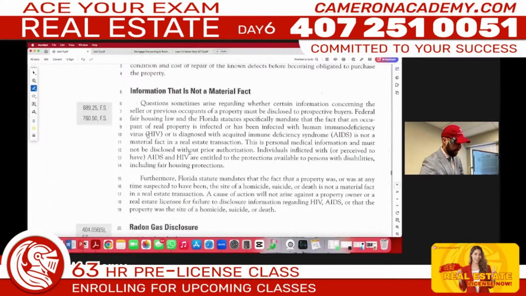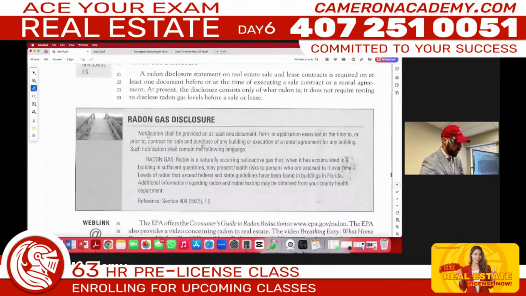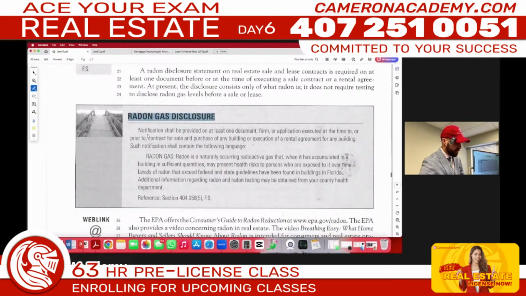Okay. Let's move on. Radon gas. Radon gas, yes, in the shaded box. If you're not familiar with what radon gas is, it's an odorless and tasteless, naturally occurring radioactive gas. It's lighter than air, seeps through cracks in the foundation, and can end up in any room in a home.